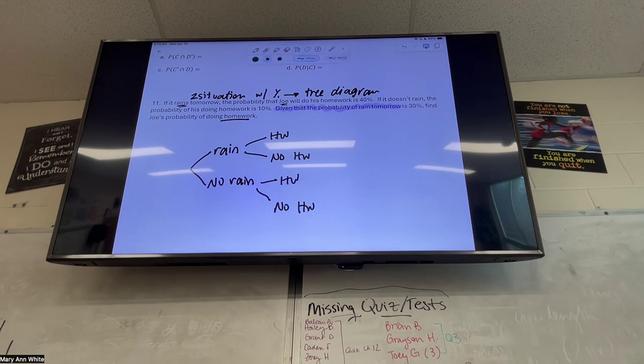He could do his homework if it rains. He could not do his homework if it rains. It doesn't really change anything. Both things can happen at both times. All right, guys, understanding my little diagram so far?